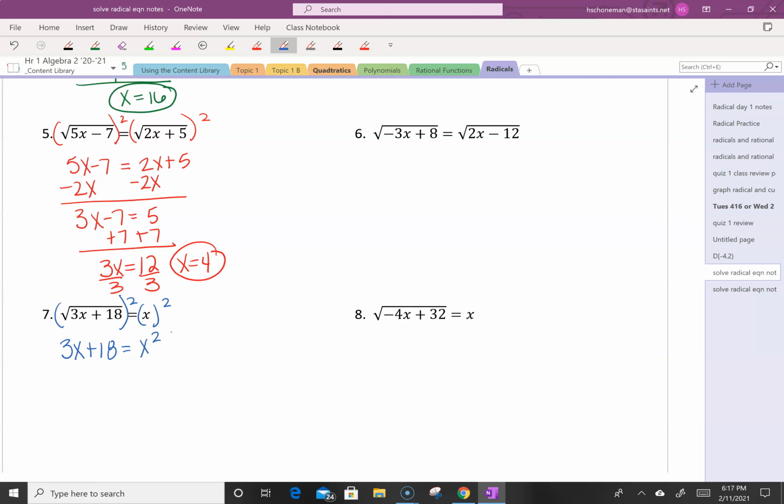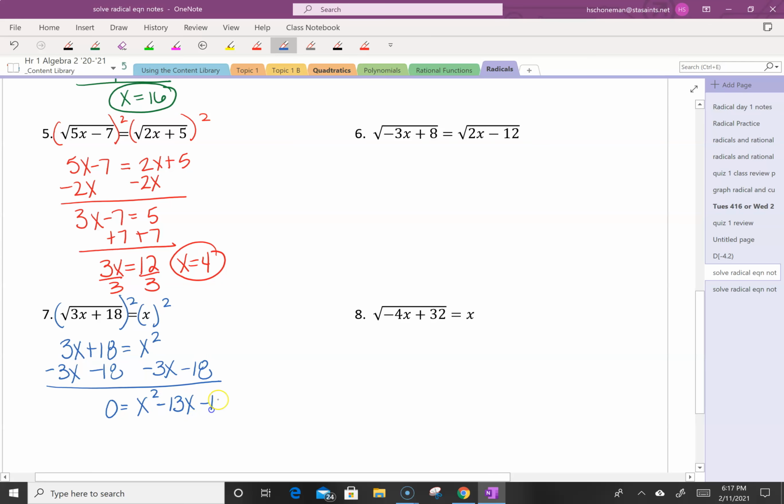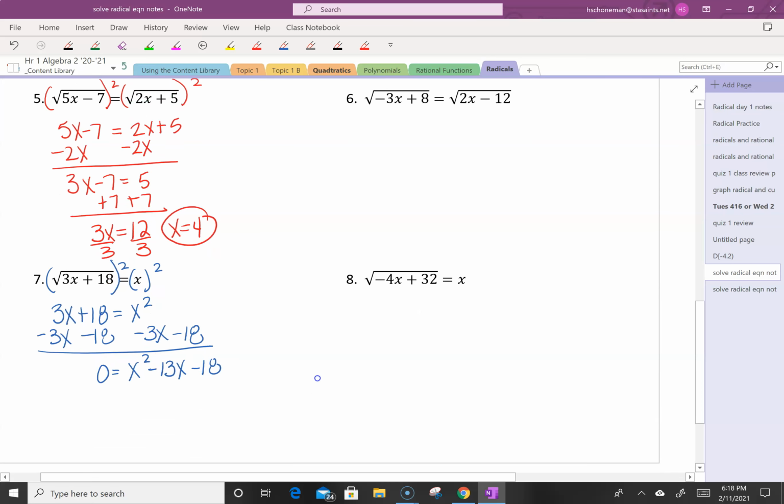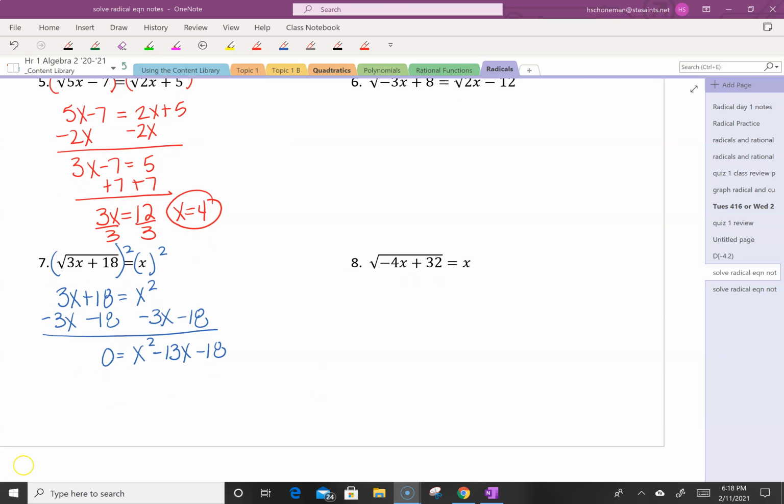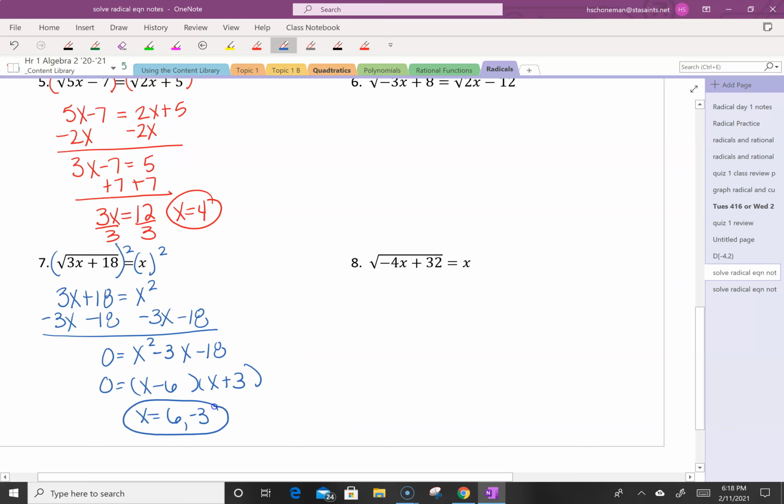So since the x squared is positive where it is, I'm going to subtract 3x from both sides. And I'm going to subtract 18 from both sides. And when I do that, I get 0 equals x squared minus 13x minus 18. Okay, I didn't mean 13. What did I really mean here? I meant 3. All right, now I need to factor it. So I have two numbers that multiply to negative 18 and add to negative 3. Well, those would be negative 6 and positive 3. So when I solve, I get 6 and negative 3.